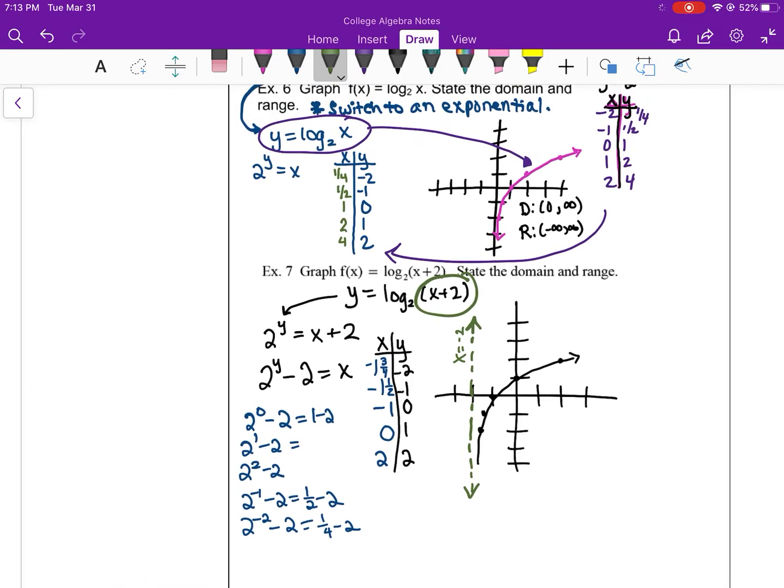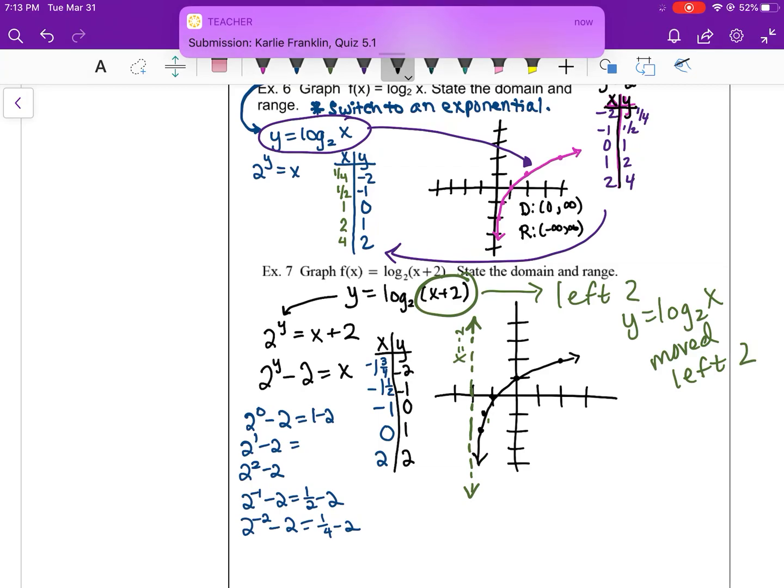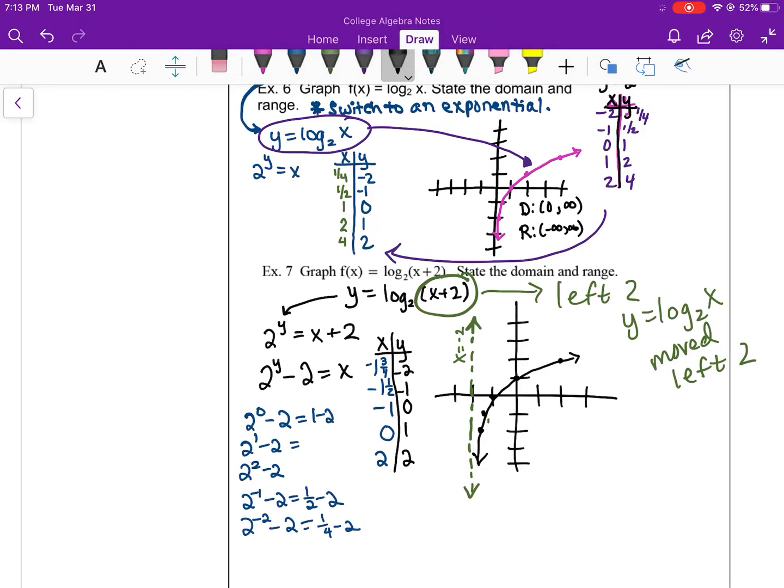If I compare these two graphs, you can see that if I take this pink curve from up above and shift it to the left 2, I'm going to have my new black curve here. So this is y equals log base 2 of x moved left 2. So you can also do transformations if you want. I chose not to do that initially. I chose to just go and solve for x instead of just sliding my graph from before over.